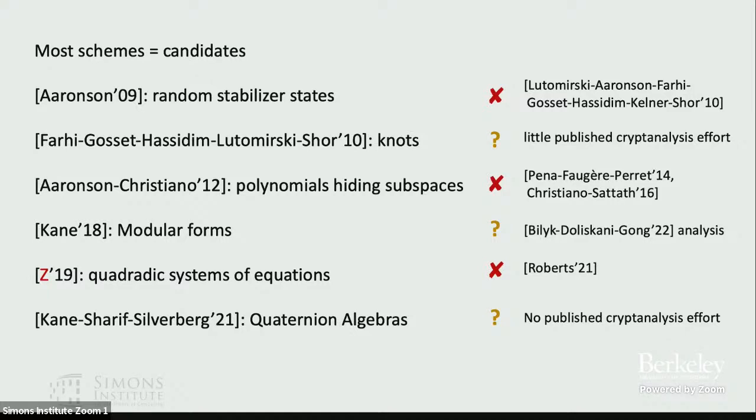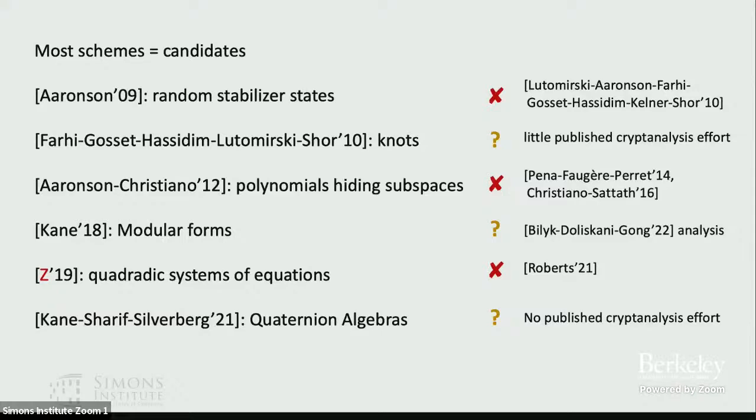Sometimes they required some work, sometimes it happened really fast. And then other ones have remained. So this one based on knots, as far as I know, hasn't been cryptanalyzed, but there's also not a lot of literature trying to break it. There's some more recent construction based on modular forms, and then a much more recent one based on quaternion algebras. And really, compared to traditional cryptographic assumptions like the hardness of factoring, there has been very little work done trying to analyze these schemes.